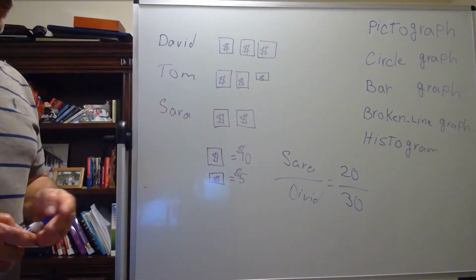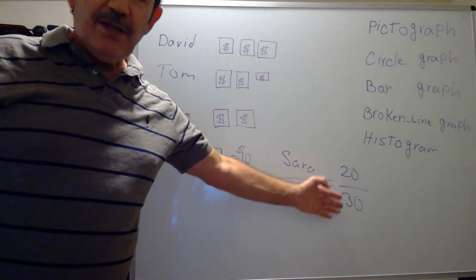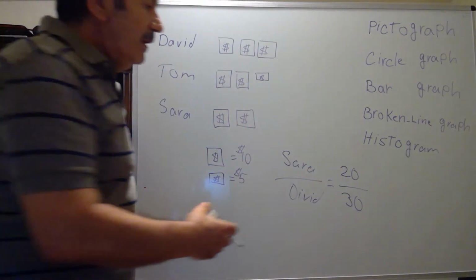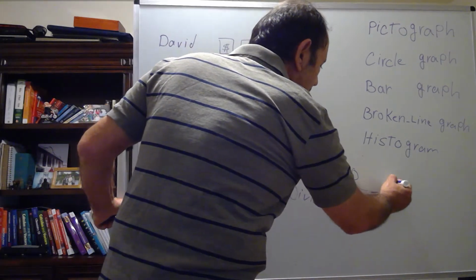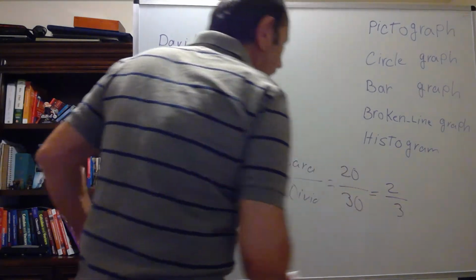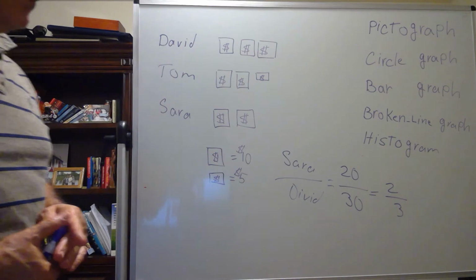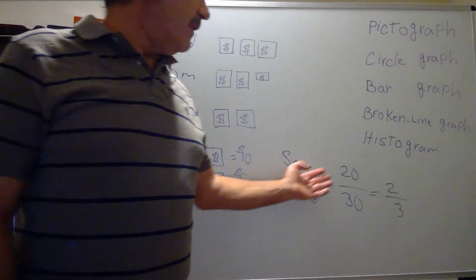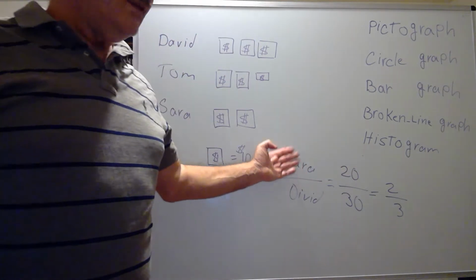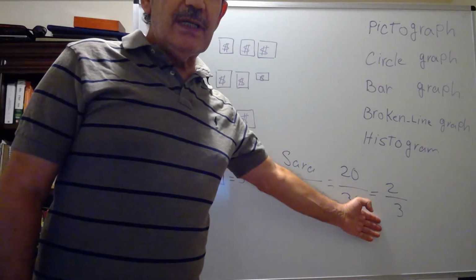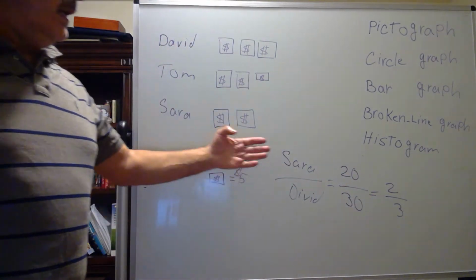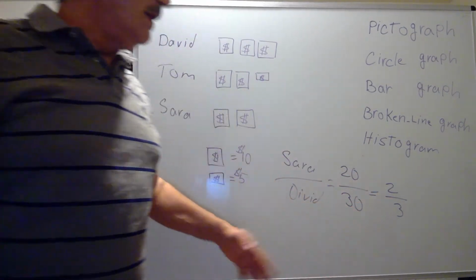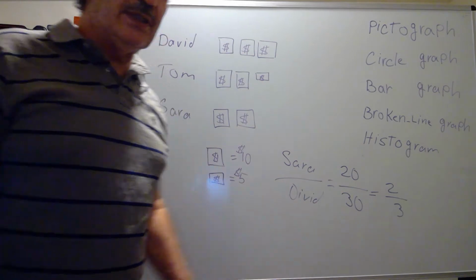But remember, when we are writing in the fractional format, we always have to simplify. So if I simplify this one, it's going to be 2 over 3. The ratio of Sarah's money to David's money is 2 over 3. What does it mean? It means for every $2 that Sarah has, David will have $3. Or for every $4 of Sarah, David will have $6. The ratio is 2 over 3.